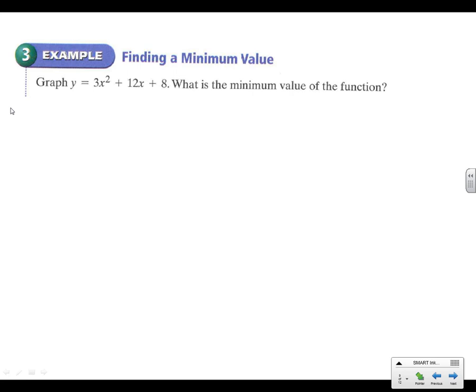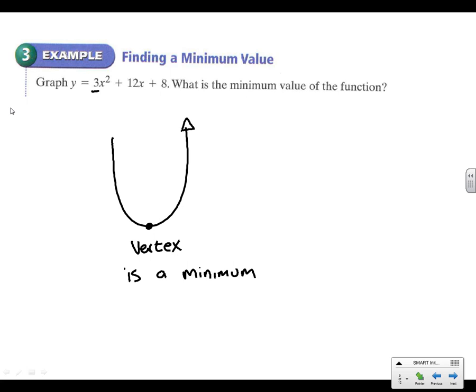Okay, let's talk about the minimum and the maximum values. So in this problem, I look at A. A is 3. That means that I have a graph that opens up. Okay? So I know that since it opens up, the vertex is the bottom. We call that a minimum. So this problem has a minimum. It doesn't have a maximum because these lines go up forever. Okay? So you can't ever get to a maximum because it never stops going up.